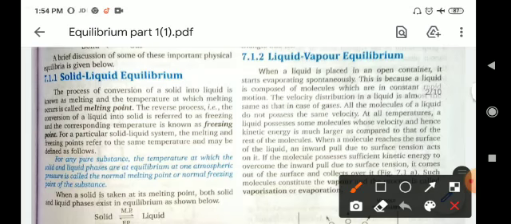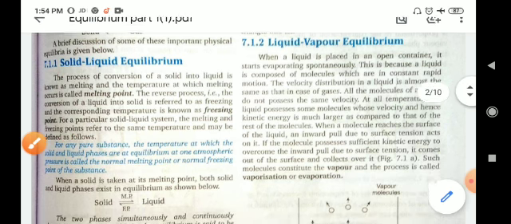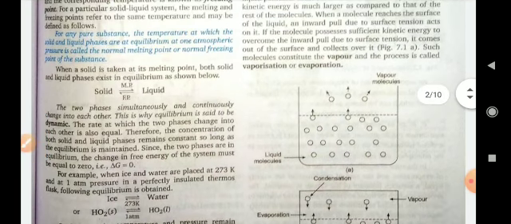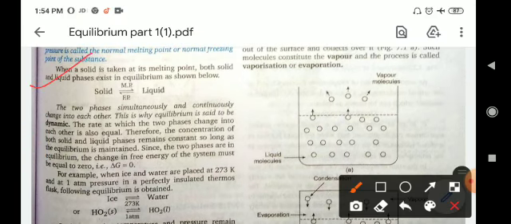Firstly, solid liquid equilibrium. For any pure substance, the temperature at which the solid and liquid are at equilibrium at 1 atmospheric pressure is known as the normal melting point or normal freezing point of the substance. For example, when a solid is taken at its melting point, both the solid and liquid phase exist in equilibrium.